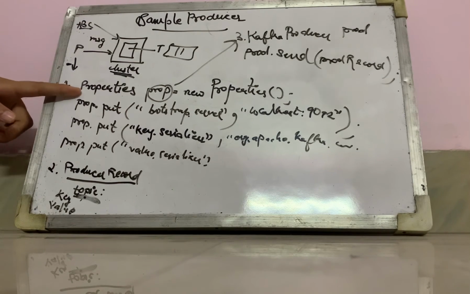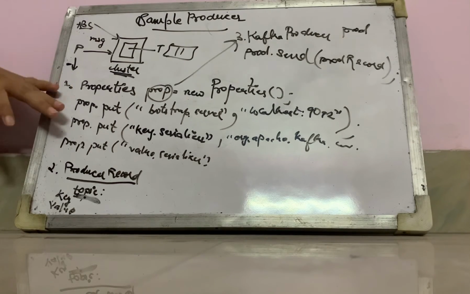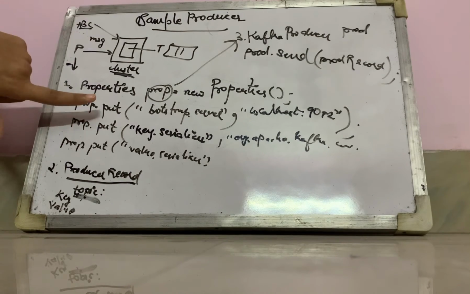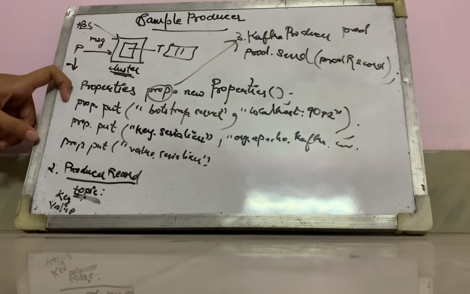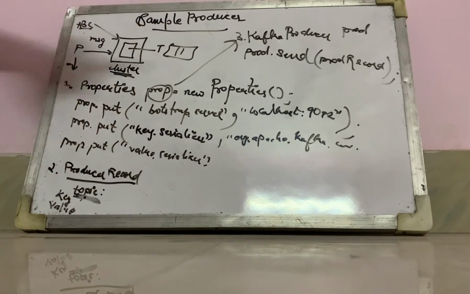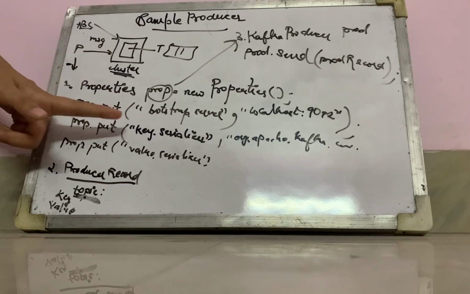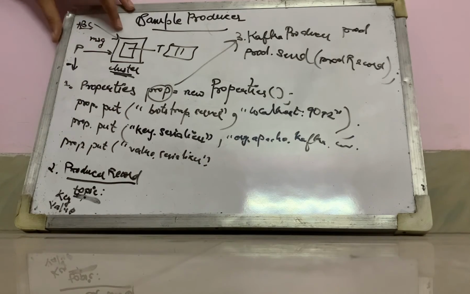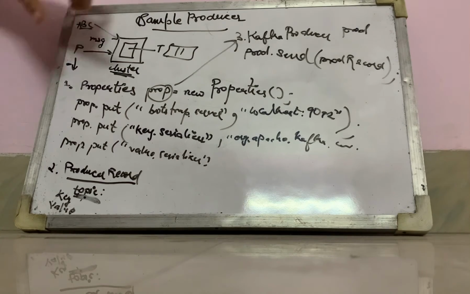So first thing is the properties. Properties is the class in Java which is basically used to store key value pairs. So we have done the basic configurations: the bootstrap server, so that it knows which bootstrap server to connect to, and the key serialization and value serialization, so as to convert the object into the byte format so that it can be passed over the network.